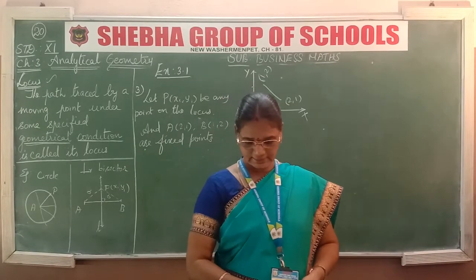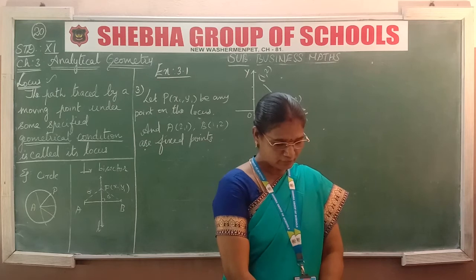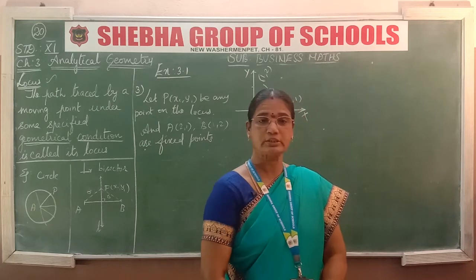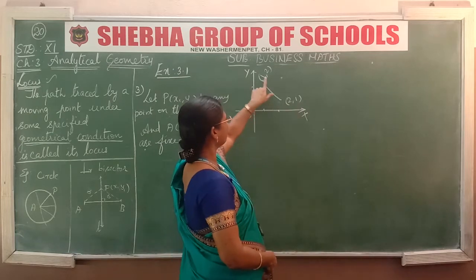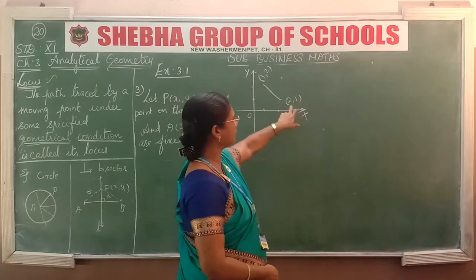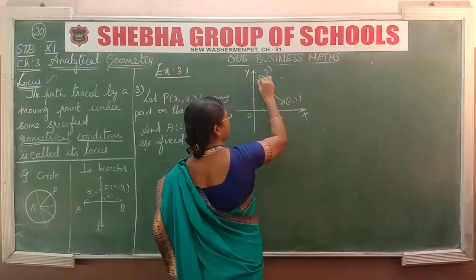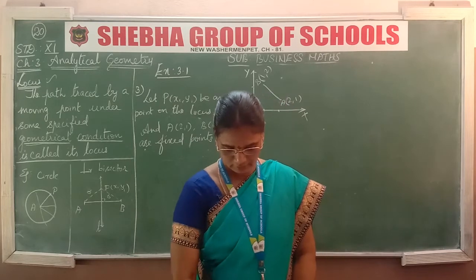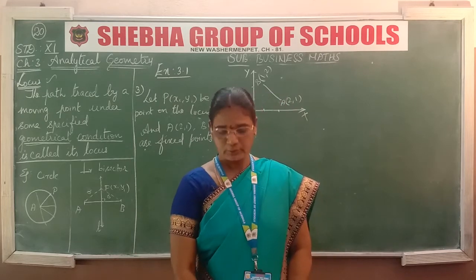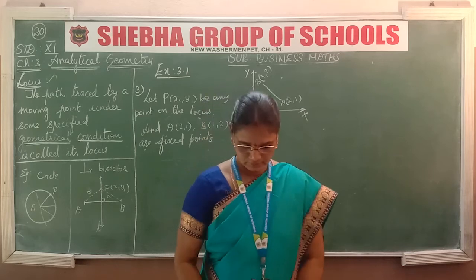Let us see the third sum. Listen. The third one is, if the distance of a point from the points 2 comma 1 and 1 comma 2 are in the ratio 2:1, then find the locus of the point. The first point is 2 comma 1, so you take this as A and this as B.